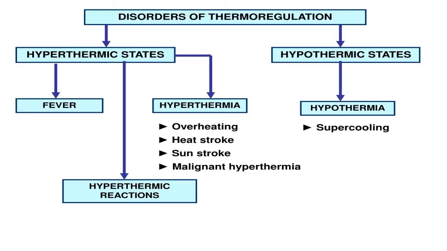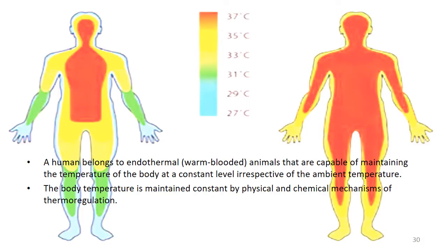Now, we speak about the effect of changes in temperature on an organism. Disorders in thermoregulation are manifested in two states, hyperthermic state and hypothermic states. Hyperthermic states include fever, hyperthermic reactions, hyperthermia. Hypothermic states include hypothermia as such. A human belongs to endothermal, warm-blooded animals that are capable of maintaining the temperature of the body at the constant level, irrespective of the ambient temperature.